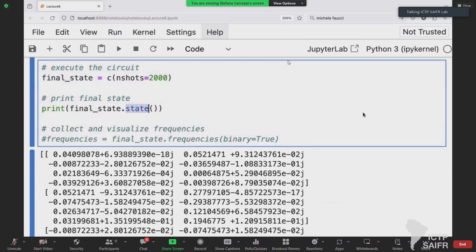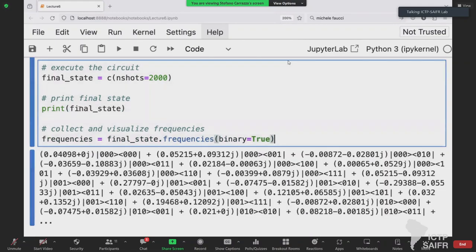There is a question from Zoom asking if you're not using the observable. Not yet. Here I'm just computing the state, but you use the observable later by computing the expectation value. Okay, so this is one step. Then the next step is the frequencies. We can execute and also check the output.